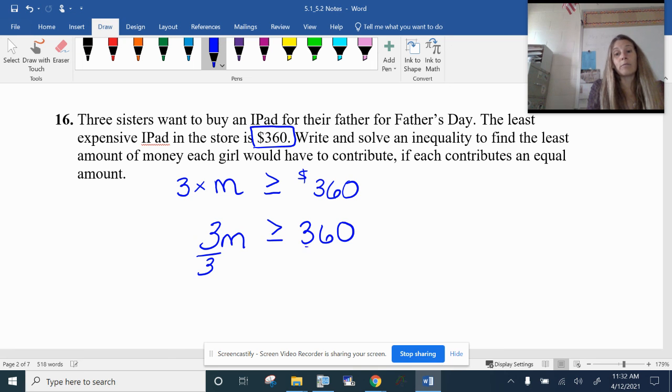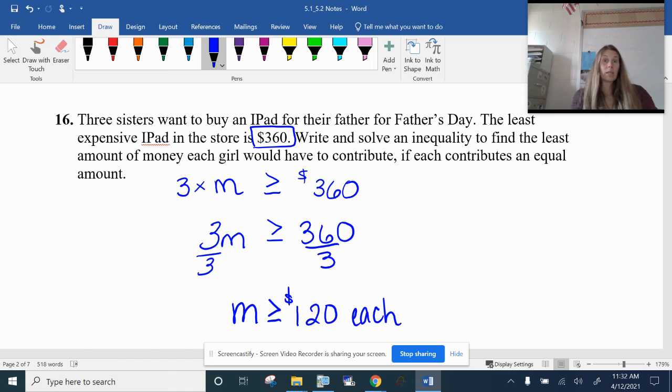So if we divide the 360 amongst the 3 sisters, we end up with $120 each. So the amount of money that each sister will spend will be $120 each, but it could be greater than or equal to $120 if they change their minds and buy maybe a more expensive iPad.